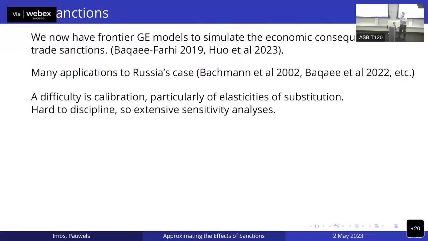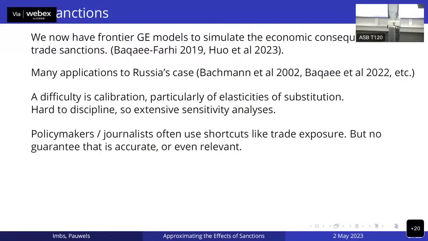And hence, what we usually need to do is extensive sensitivity analysis to work out the impact of these choices of elasticities and what they imply in terms of the response to a trade shock or an embargo. Beyond that, there are assumptions that we make in this general equilibrium model, and there are different general equilibrium models, so we need to run some sensitivity analysis to see what the implications are of choosing some assumptions over others, and what they imply for the consequences of trade sanctions.